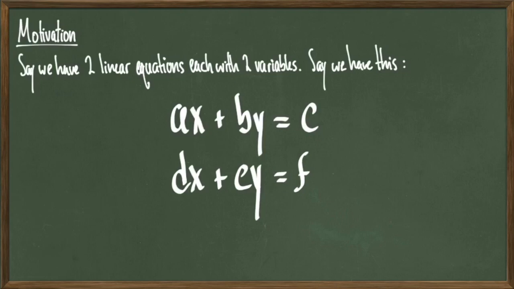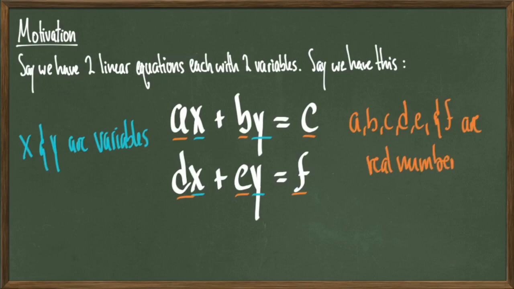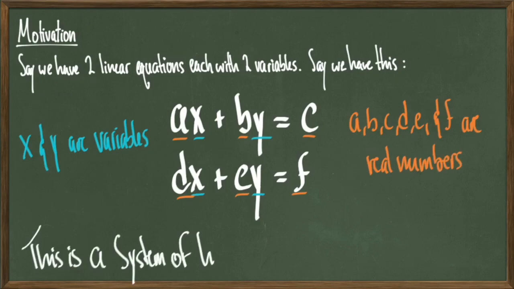ax plus by equals c and dx plus ey equals f, where x and y are our variables and a, b, c, d, e, f are real numbers. This is called a system of linear equations. The reason these equations are linear is because each variable is raised to a power of 1.